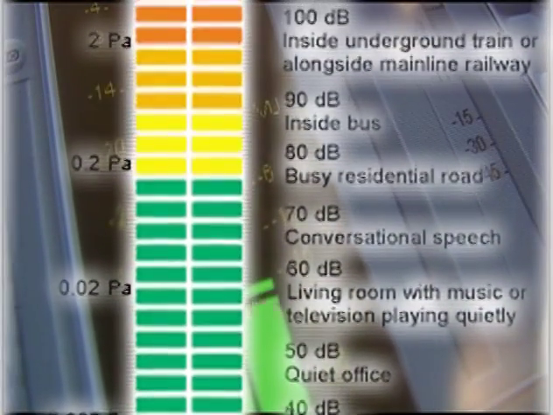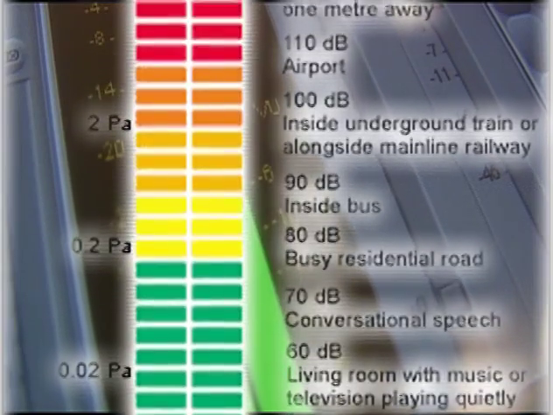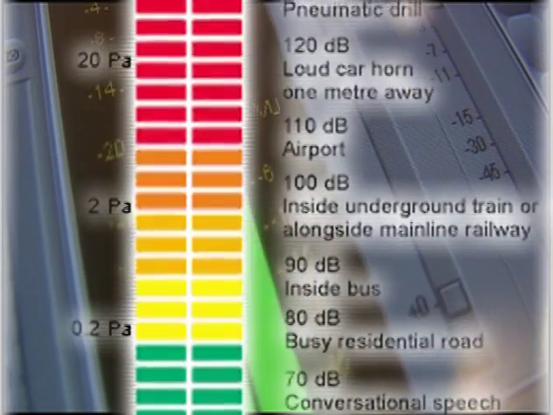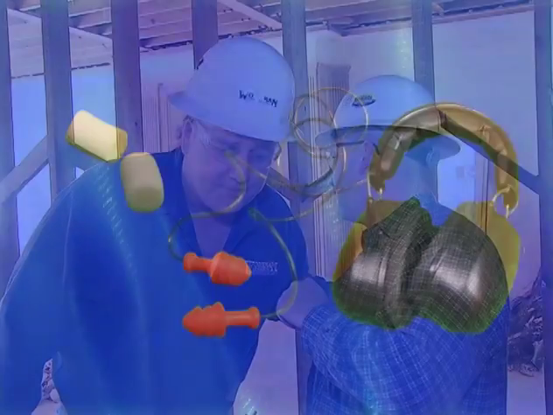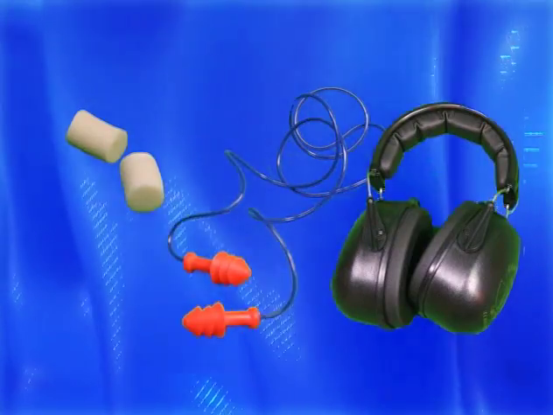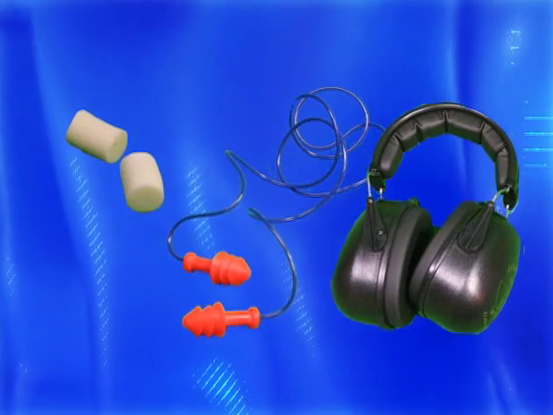OSHA requires hearing protection if employees are exposed to 85 decibels or greater. If you cannot hear a fellow employee in an area without shouting, then you probably need to be wearing hearing protection in that area. Ear muffs, ear plugs, and canal caps are some examples of hearing protection.